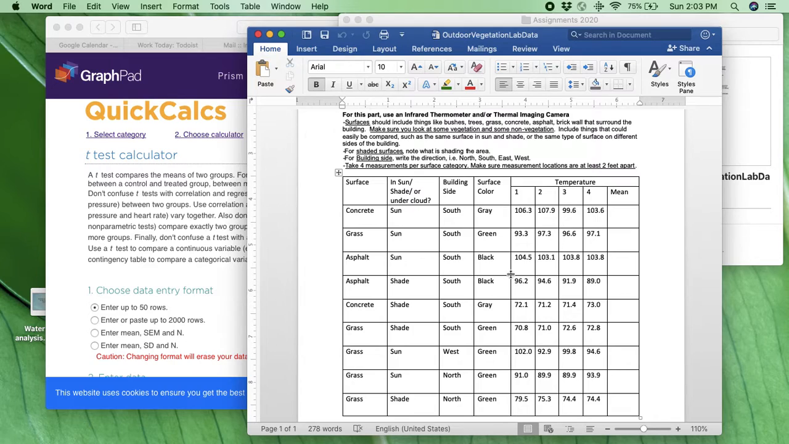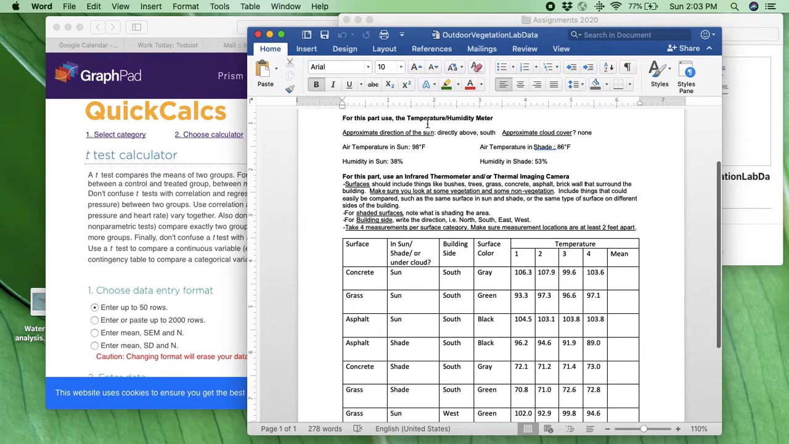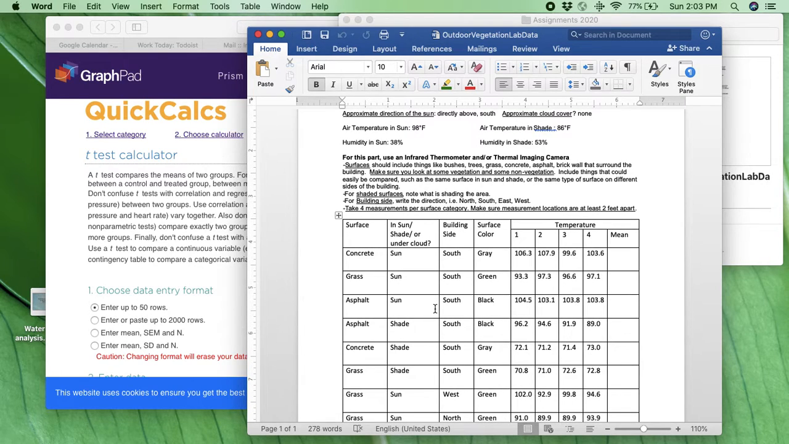Some of the questions will ask you what surface was the hottest, which surface was the coolest. You can use some of these characteristics. You can also think about the angle of the sun. At noon, up here, it says the approximate direction of the sun. So you can think about how long they may have been in the sun during the day to help you answer that question too. And you can take the mean to help you figure out which one is the hottest and which one is the coolest.